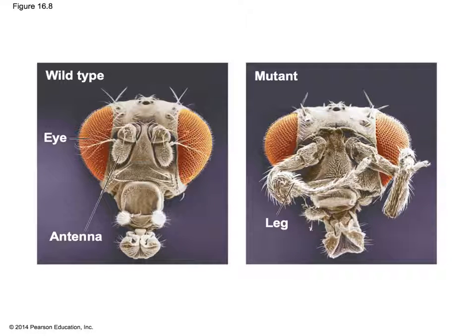What do you see here? Wild type means the normal on the left. Mutant means something is different on the right. What is different about these 2 photos? The mutant has legs on the head. Is that the normal part? You think that's no, that's not normal.